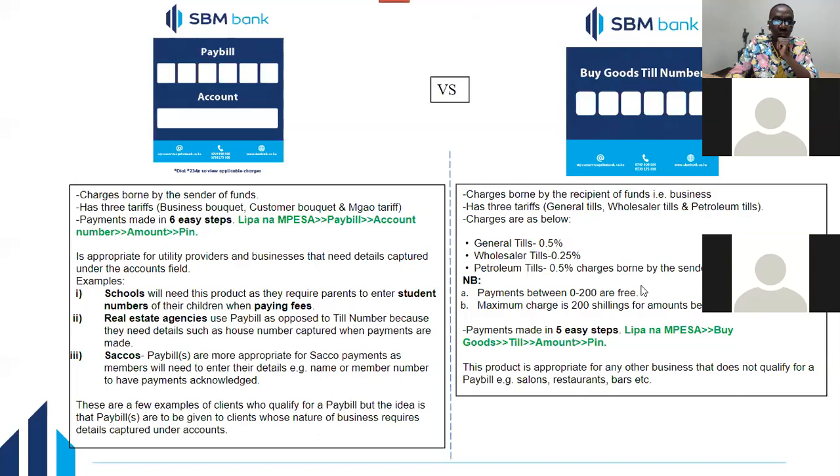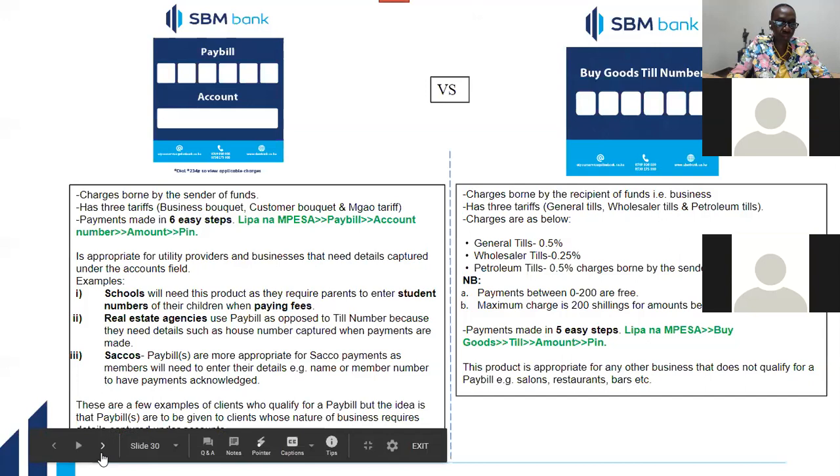So these are the two differences. And the bank will give you the marketing collateral. So we have the tent cards that I had shown earlier.